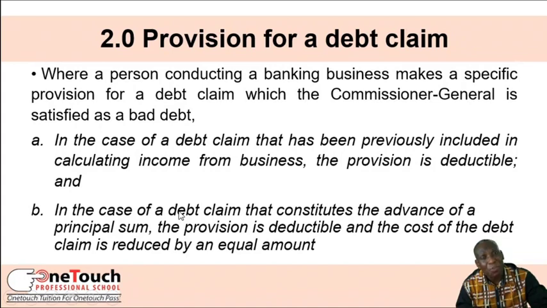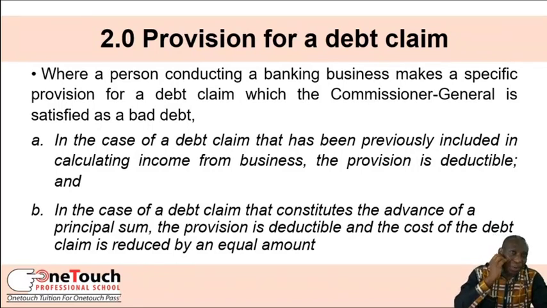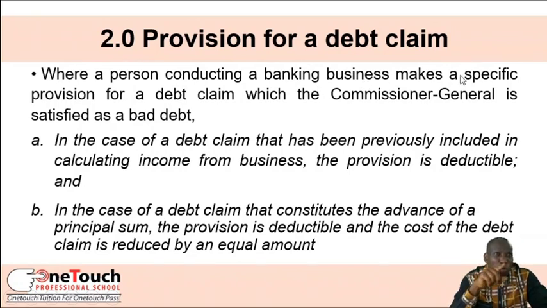And I want to say that if you get a question and it's a general provision, please don't worry yourself about it. General provision for bad debts or debt claims are not allowed for tax purposes. I repeat, when it comes to provision for debt claims, the law is only giving room for specific provision for debt claims that relate to prior basis periods. Therefore, general provisions for debt claims are not allowed for tax purposes. So the moment in the question you see a general provision for a debt claim, don't think twice. Disallow it. If it has been allowed, you are going to add it back to determine the adjusted profit. Very, very important point.